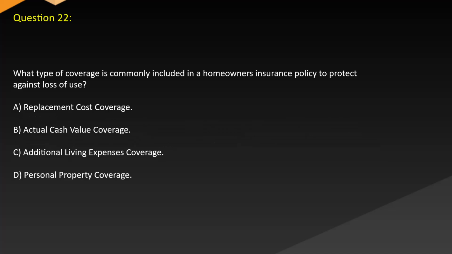Question 22. What type of coverage is commonly included in a homeowner's insurance policy to protect against loss of use? A. Replacement cost coverage. B. Actual cash value coverage. C. Additional living expenses coverage. D. Personal property coverage.